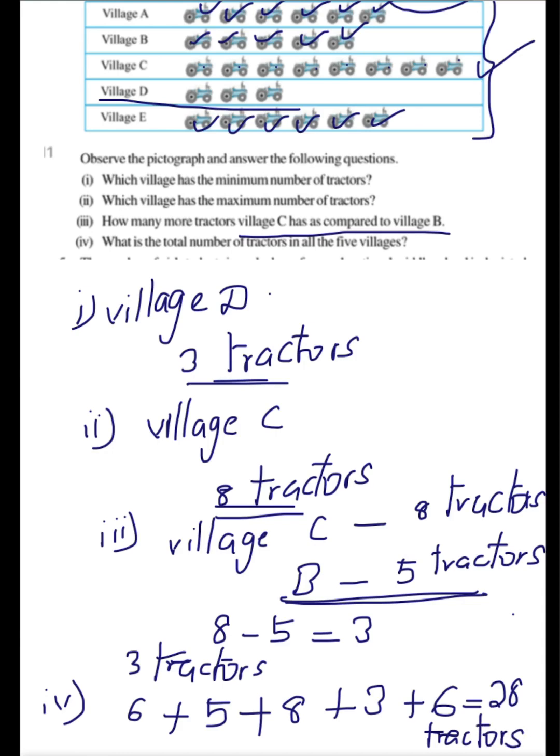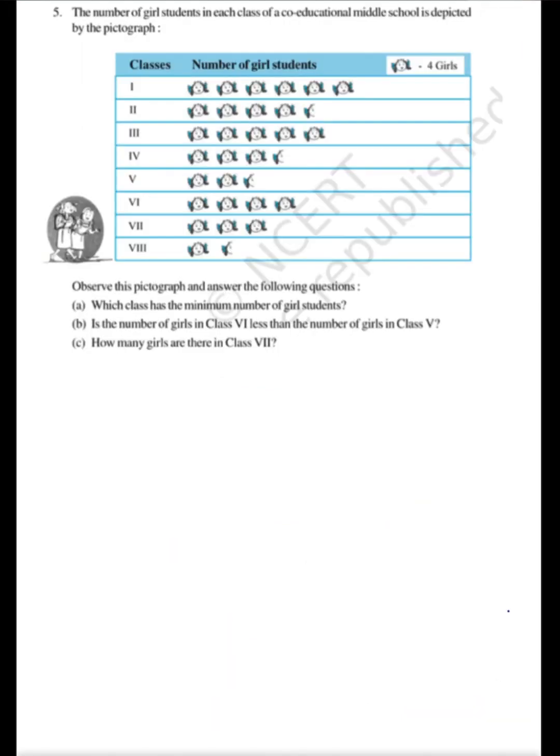Okay, total number of tractors in all the 5 villages is equal to 28 tractors. You have to write it in a full sentence. Okay, so that is the answer for the fourth question. Now let's see the fifth question. Here the number of girl students in each class is given in the form of a pictograph, and you have to answer the following questions.